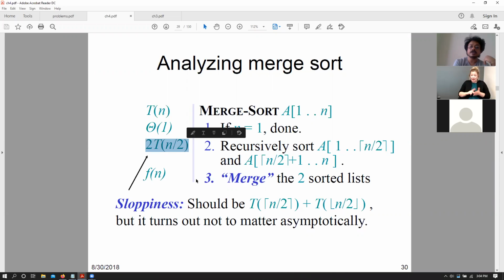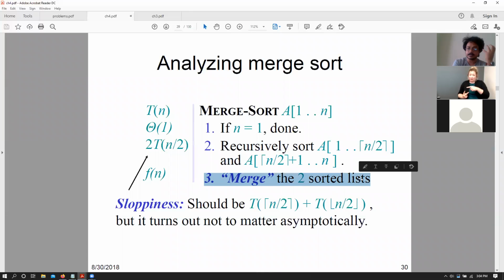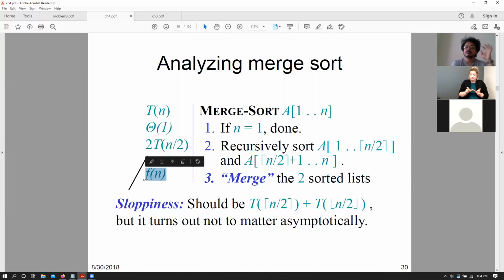Okay, and now we need to merge these two halves together to get a final sorted list. And that is going to be some complexity function. Let's call it f of n for now. So all of these three things together make up your time complexity in the recurrence formulation. So let's see what that looks like.